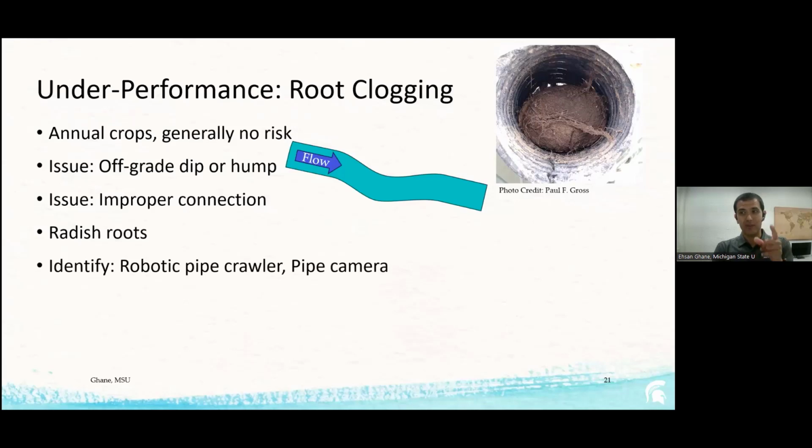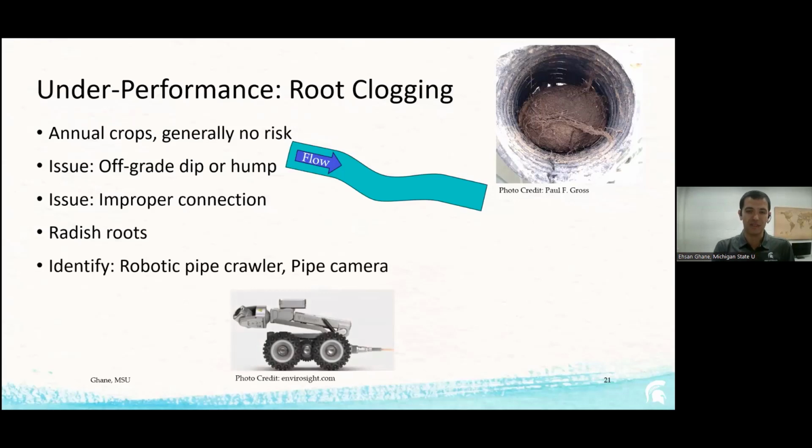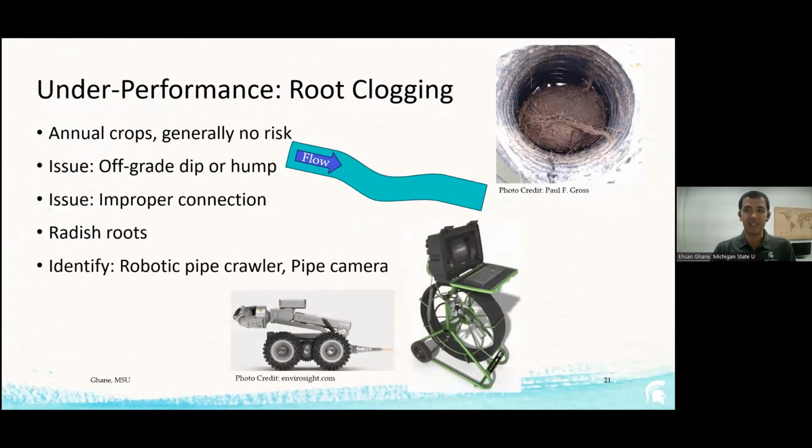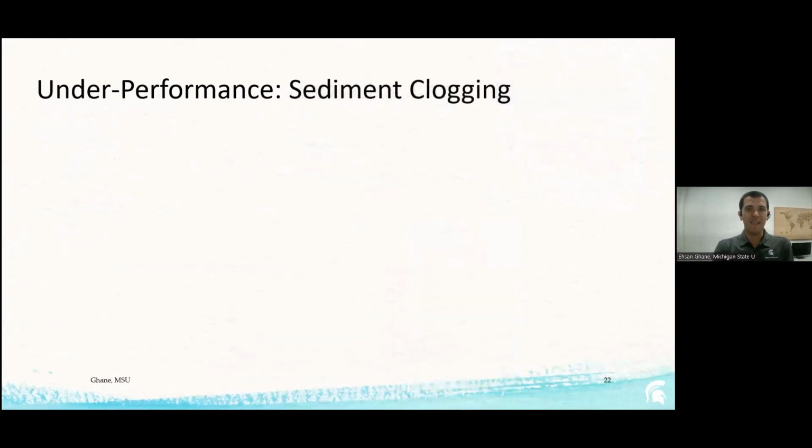How do you identify it if you have something like this? Like I mentioned earlier, this would be a part of the farm that would have a problem. A robotic pipe crawler, this is a photo of it, or a pipe camera, are the ways that you can identify it. I suggest you hire a company, there are companies who can do this for you, and they can send these into the pipe and identify these problems. The sediment clogging is another one.